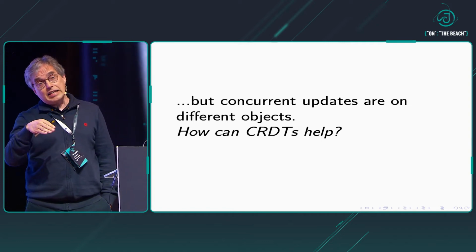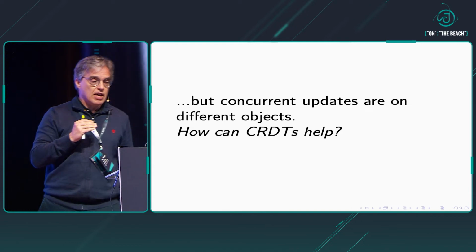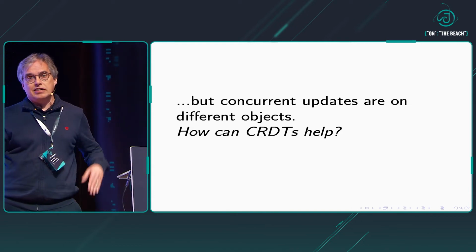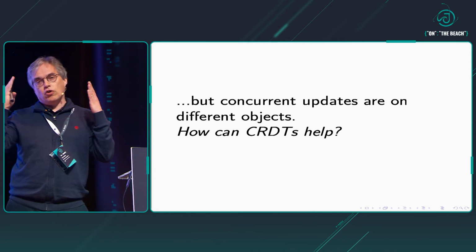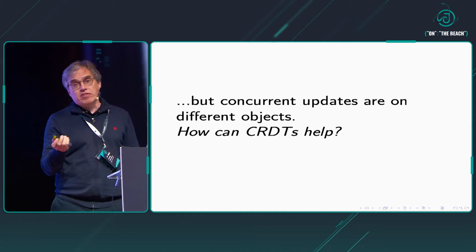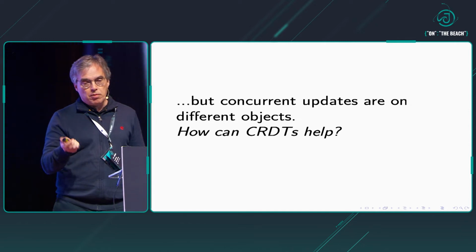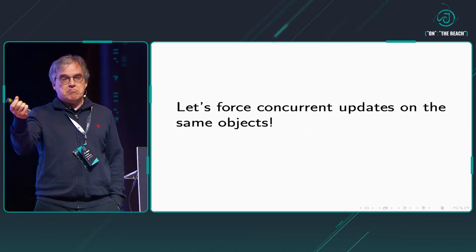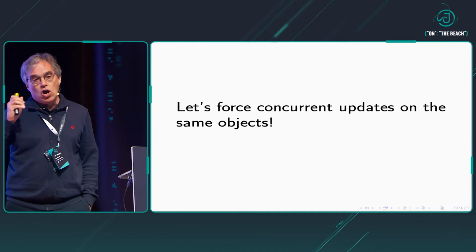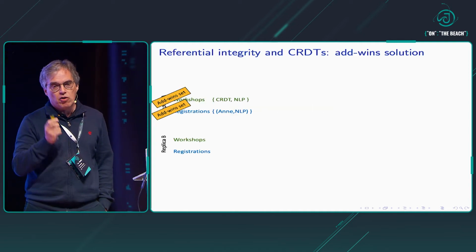But the question is, can CRDTs help for this? And how can CRDTs help? Because CRDTs are designed to solve concurrent updates on the same objects. So if they are designed to solve problems on the same objects, maybe the answer is, let's force these operations to lead to concurrent updates on the same object. So how can we do this?